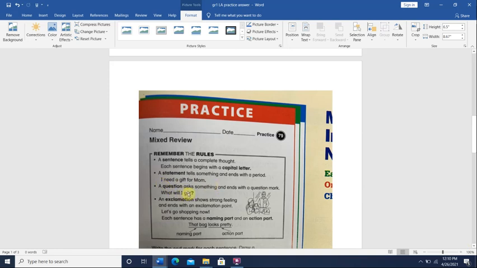A question asks something and ends with a question mark. So a question is a sentence where you ask someone something or someone asks you something and you must give it an answer. And you begin it with a capital letter and end it with a question mark.